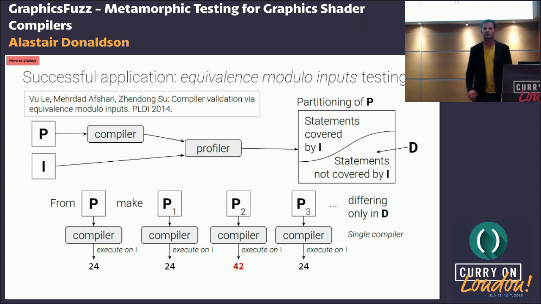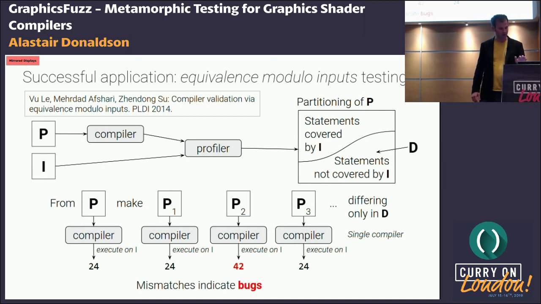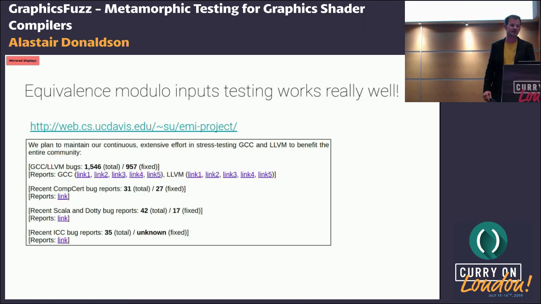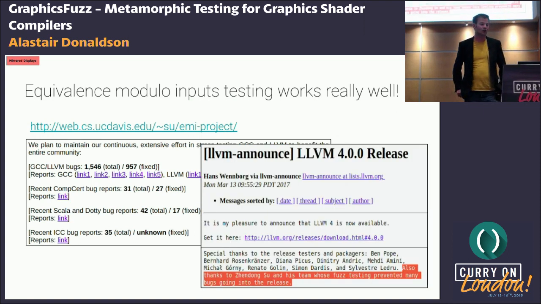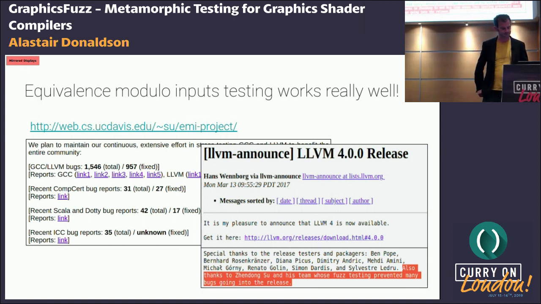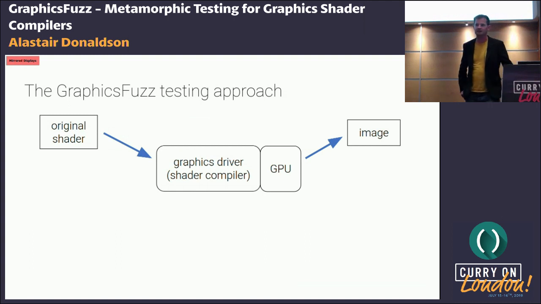And if we find a case where we get a different result, then almost certainly the compiler has miscompiled that variant, in this example P2. Of course, theoretically, that could be the only one it's correctly compiled, but in practice, it will have miscompiled that one and correctly compiled all the others. Okay, so mismatches here indicate bugs. And this technique was really successfully applied to GCC and LLVM. And the developers of this EMI technique were acknowledged in the LLVM 4 release notes for having reported many, many bugs that got fixed.